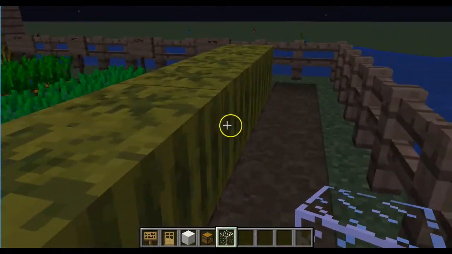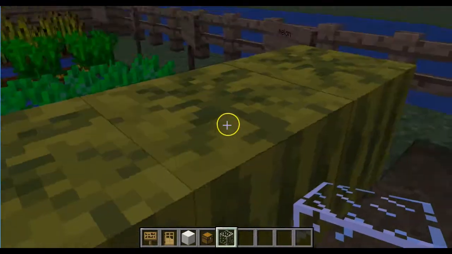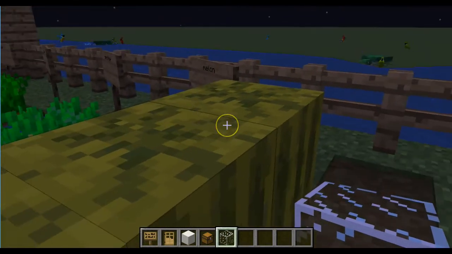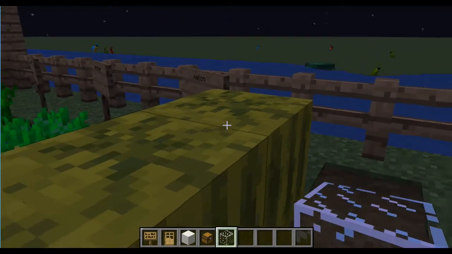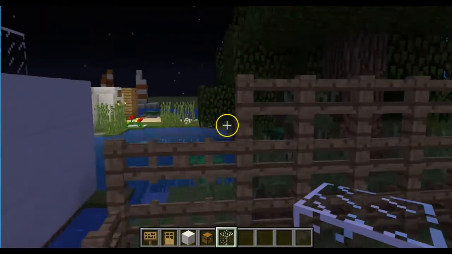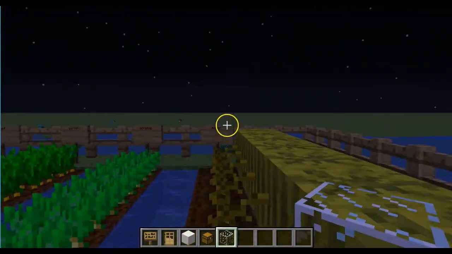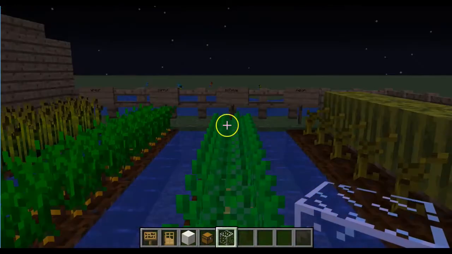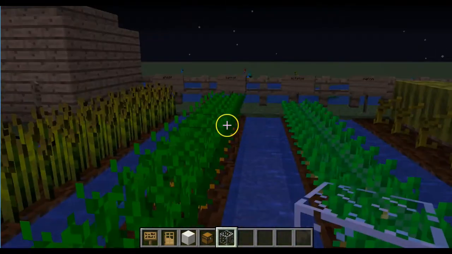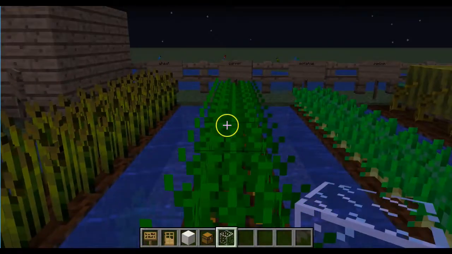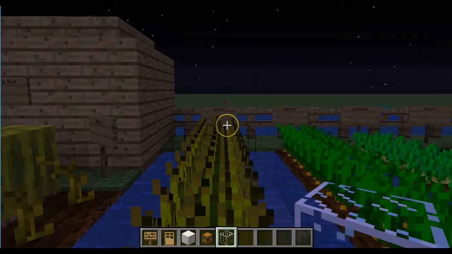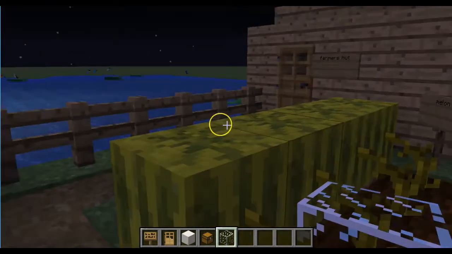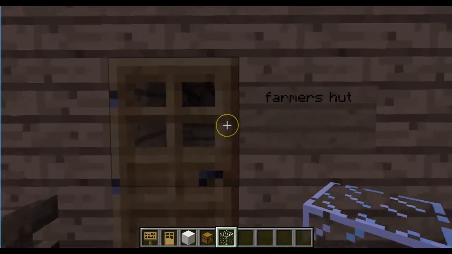Over here is where they farm the food. They produce the food by farming crops like cabbage, carrots, and lettuce. Over here there's melons, potatoes, carrots, wheat, and more melons. And over here's the farmer's hut.